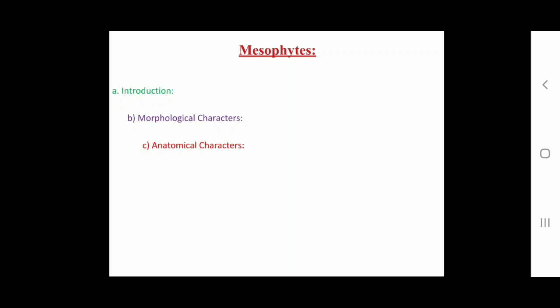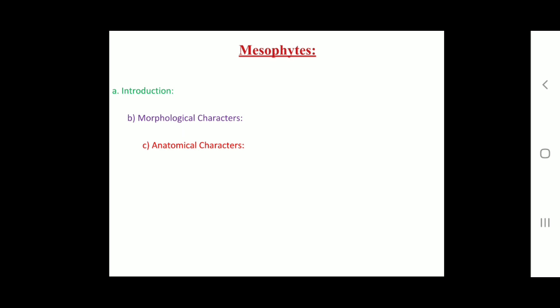Then anatomical characters of mesophytes. First character, cuticle in all aerial parts is moderately developed. Number 2, epidermis is well developed without any hairy or waxy coating. Number 3, stomata are present on both surfaces of leaves. Number 4, mesophyll in leaves is differentiated into palisade and spongy parenchyma with many intercellular spaces.